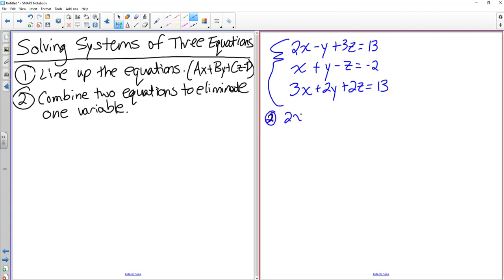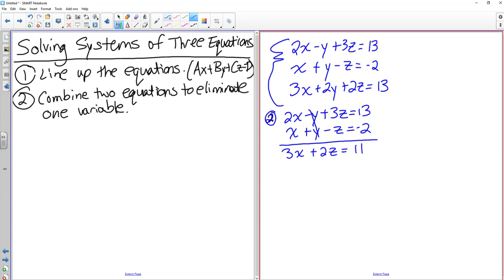So I'm going to rewrite them. You might be able to save yourself some writing and space and do some combining right off of the example, but I'm going to try my best to keep this organized. So right away when I add these two equations together, y is gone. So I'll be left with 3x plus 2z equals 11.